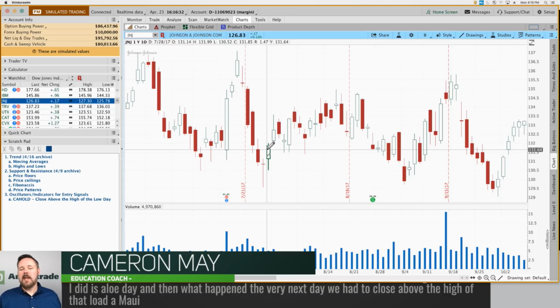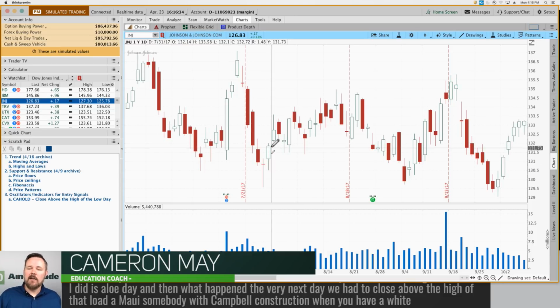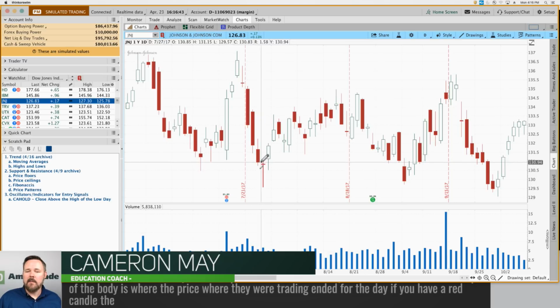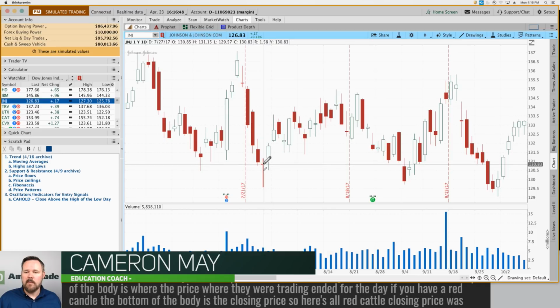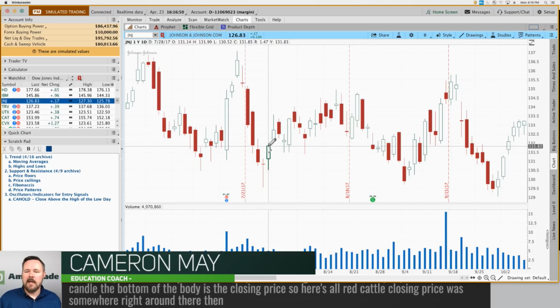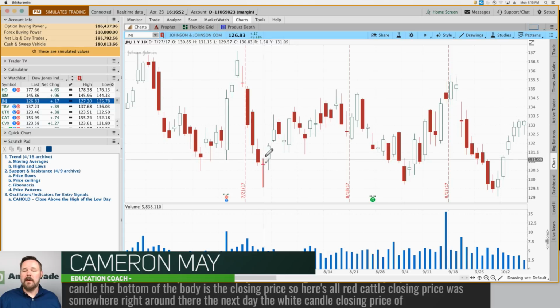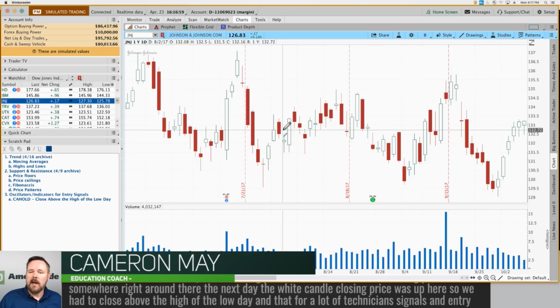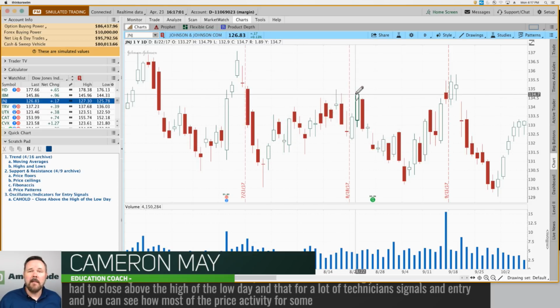Now, if you're not familiar with candle construction, when you have a white candle, the top of the body is where trading ended for the day. If you have a red candle, the bottom of the body is the closing price. So here's our red candle. Closing price was somewhere right around there. The next day, the white candle, closing price was up here. So we had a close above the high of the low day, and that for a lot of technicians signals an entry. And you can see how most of the price activity for some time after that was bullish.